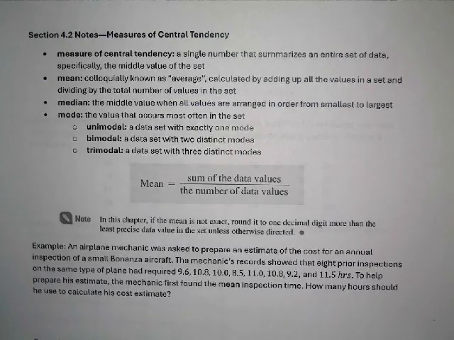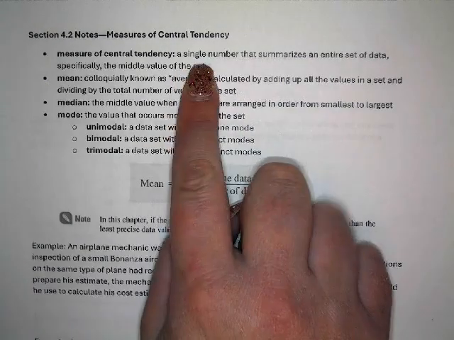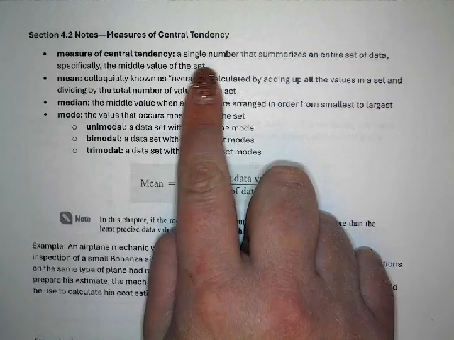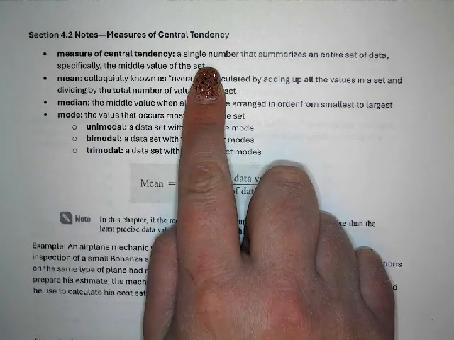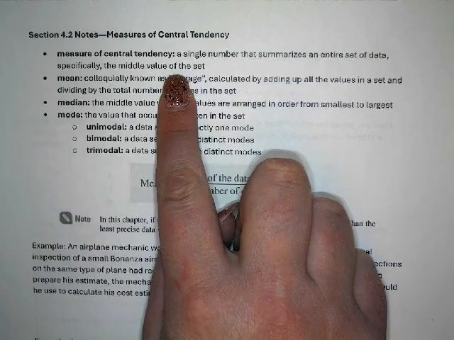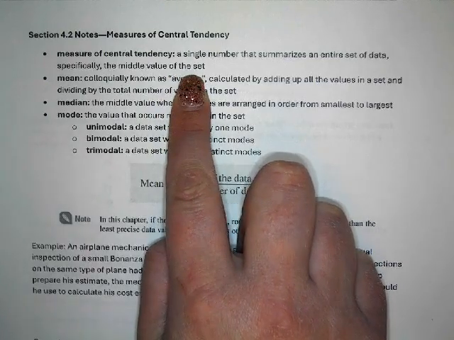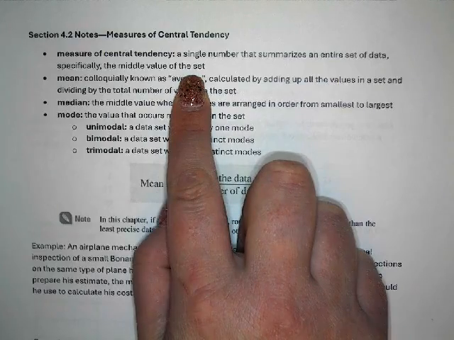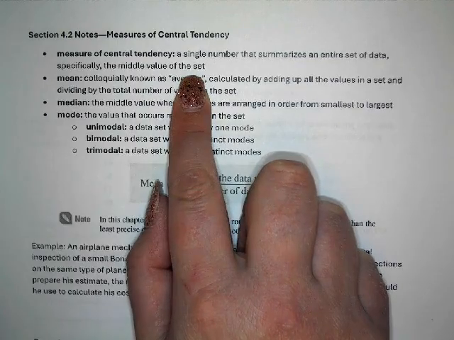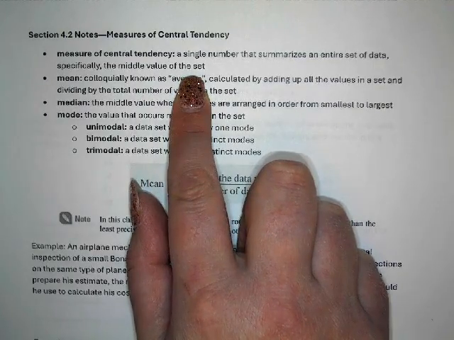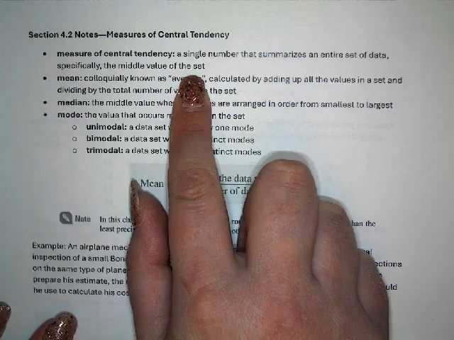This video is on section 4.2 notes, measures of central tendency. So, a measure of central tendency is a single number that summarizes an entire data set, specifically the middle value of that set. We often call this the average, but technically the average is usually specifically referring to the mean. So when we talk about mean, median, and mode, we're referring to measures of central tendency.